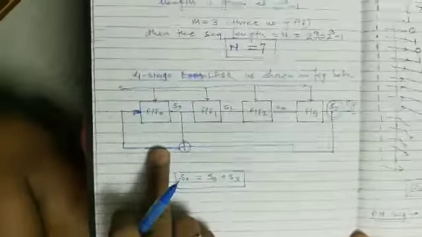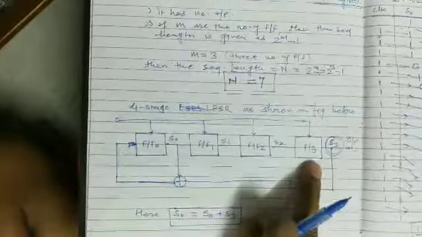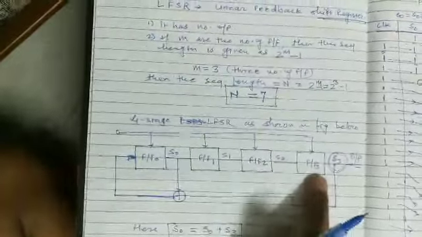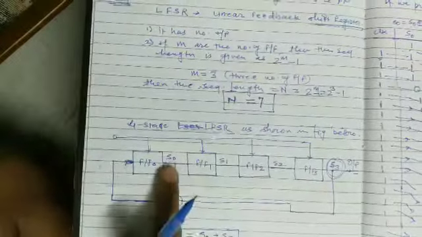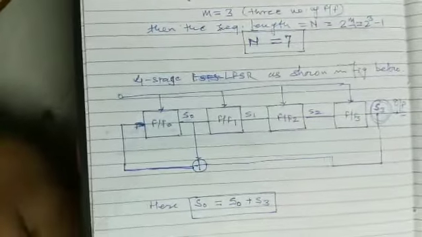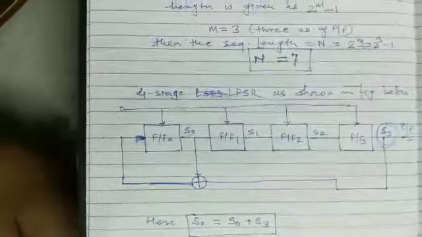The LFSR was like this. There were 4 flip-flops, FF0, FF1, FF2 and FF3. The corresponding outputs are S0, S1, S2 and S3. Moreover, as far as input to the first stage is concerned, it is taken from S0 and S3 by XORing, and it is given to the first stage as an input, which is basically a feedback.